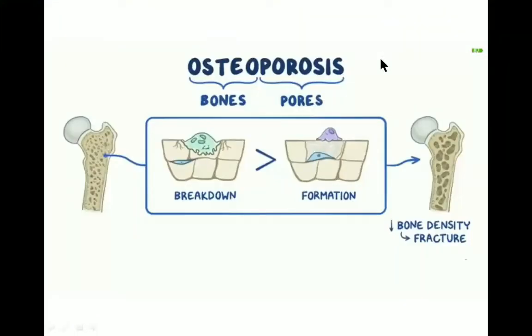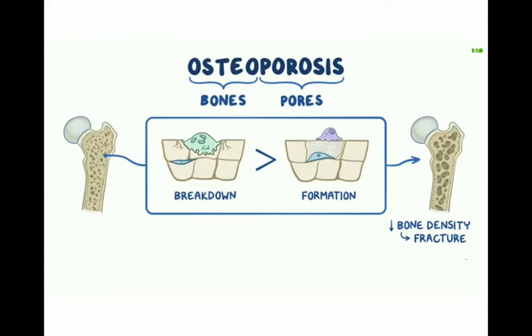So today we will study about osteoporosis. Osteo refers to bones and porosis means pores. In osteoporosis, basically there will be an increased breakdown compared to formation. So the bone breakdown is more compared to formation, which will lead to the porosis, that is osteoporosis.